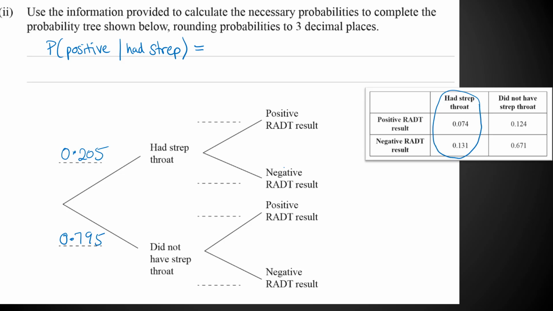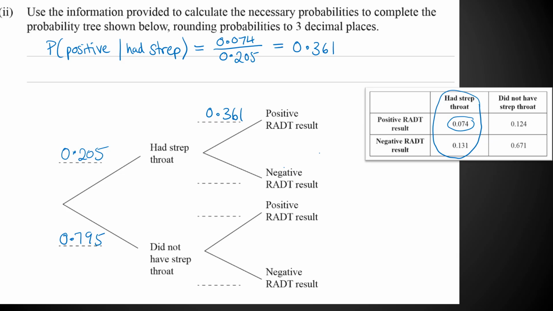We're restricting it down to only considering those, and the positive results were 0.074 out of that. So it's 0.074 out of 0.074 plus 0.131, which comes to a total of 0.205, which is 0.361, and that goes just here.